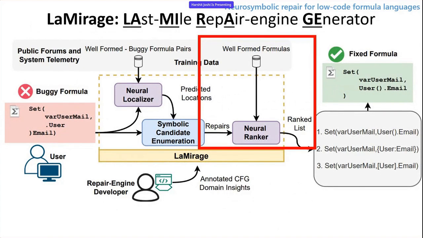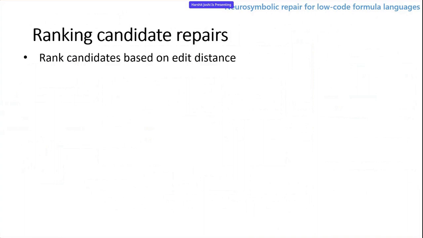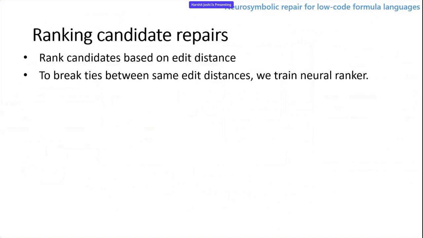Now, finally, once we have generated all the repair candidates, we need to rank them so that we can surface the most probable repair to the user. For ranking the repairs, we use a two-step process where first we rank the candidates based on the edit distance between the original buggy formula and the repair candidate. We follow the intuition that in last mile errors, the fewer the number of edits we need to make, the better the candidate is. However, sometimes there can be multiple repair candidates which have the same edit distance.